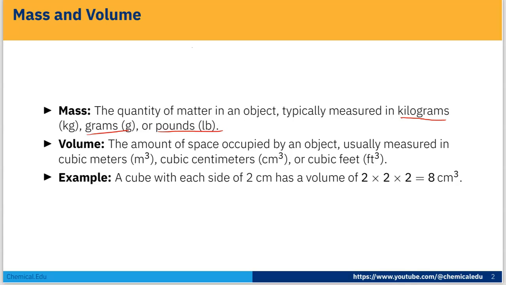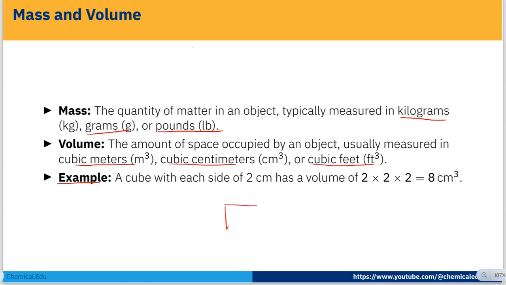Now what is volume? The amount of space occupied by an object is called volume, and is typically measured in cubic meter or cubic centimeter or cubic feet, that is feet cube. So an example of volume: a cube with each side of 2 centimeter has a volume of 2 into 2 into 2, that is 8 centimeter cube.